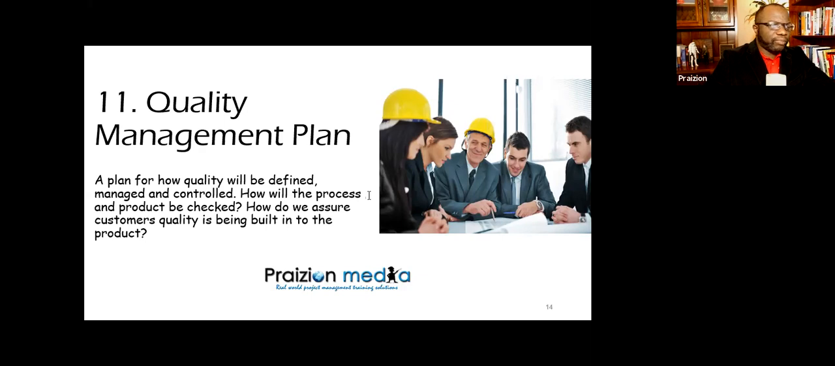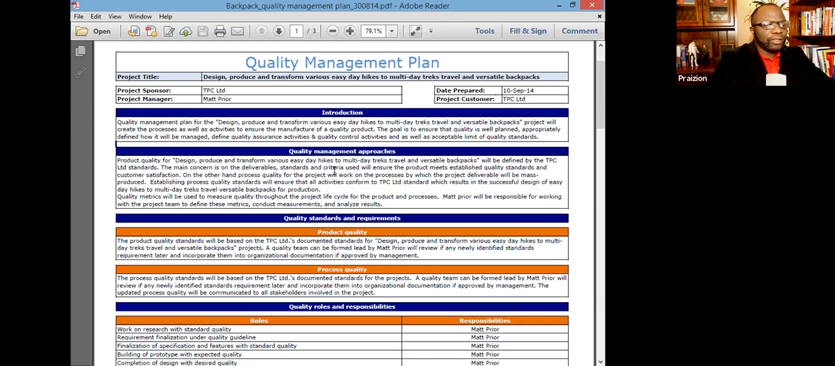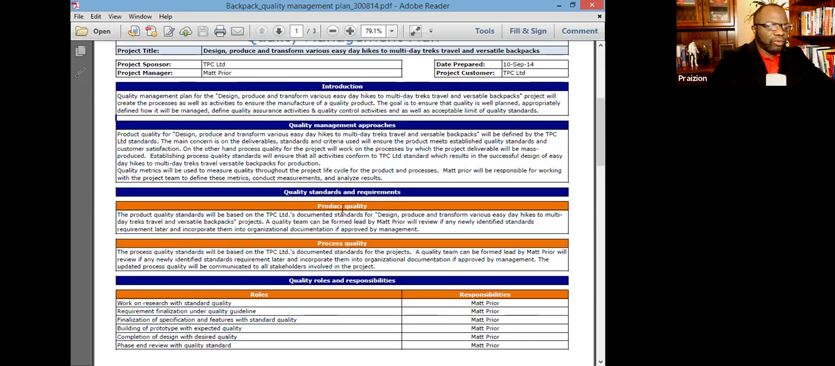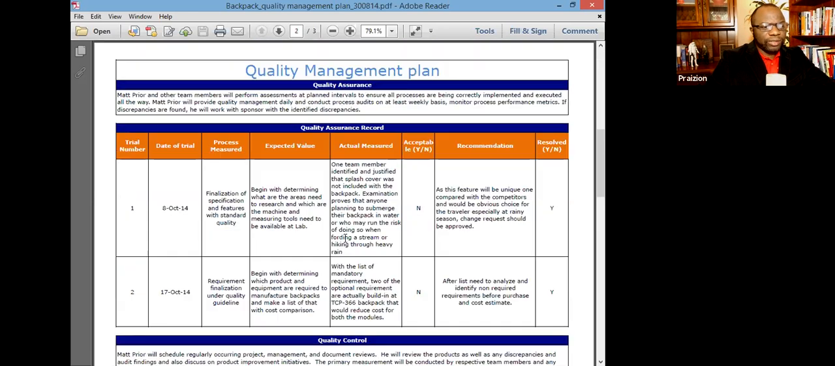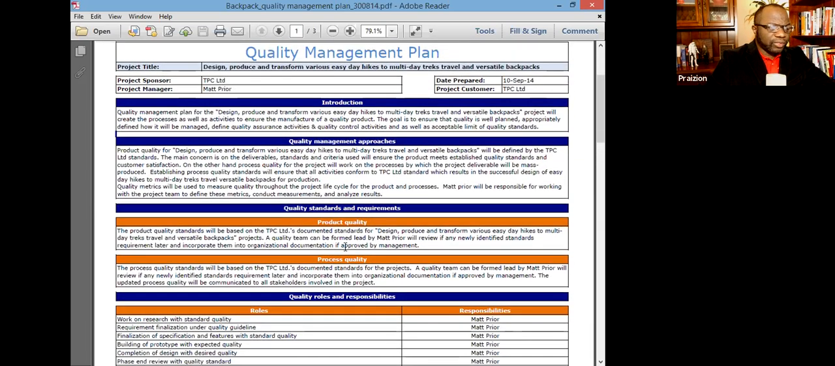And here is a sample quality management plan put together by a colleague of mine. You can see there's an introduction to first underscore the importance of quality and give a general overview for the reader. Then we talk about quality management approaches. This could include quality standards and quality techniques. And then we go into the standards and requirements in some more detail. Product quality, process quality, those should also be defined. And the project manager should be on the lookout for those as well.